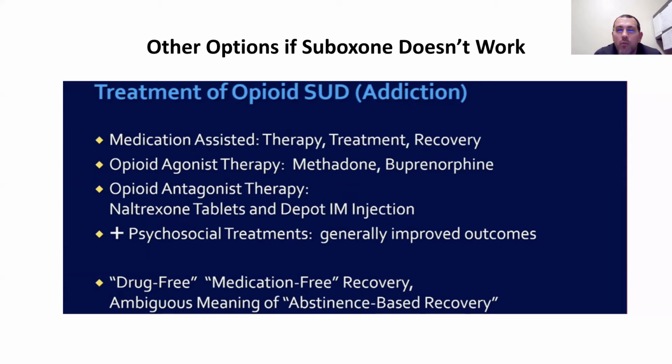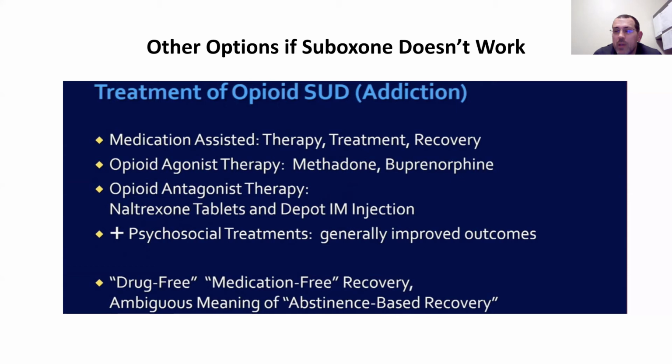Naltrexone is in both tablet and IM depot form. Usually in the outpatient setting, we start with tablets to make sure someone's okay. And then once they're stable on tablets, then they can come in for monthly depot injections. And this can be very convenient. There's also certain individuals that might do better on naltrexone for a myriad of reasons. Maybe law enforcement officers or pilots or individuals of this nature, where maybe them being on Suboxone or methadone is not an option for them.